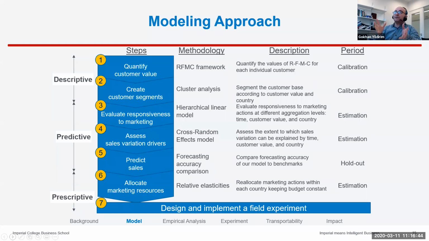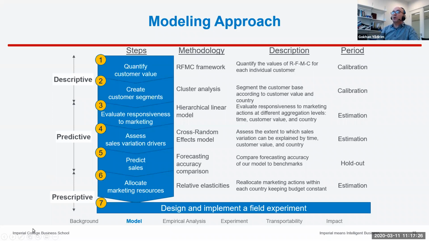And then after we valued the customers, we quantified the value of the customers in the data set, we created customer segments. So we basically performed cluster analysis, right? K means cluster analysis. And then after the descriptive analytics, we implemented predictive analytics. And in the predictive analytics stage, what we did was to evaluate how responsive the demand, online and offline demand, was to the marketing actions, specifically direct mail and email campaigns.